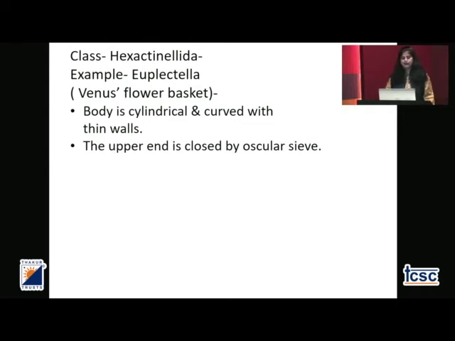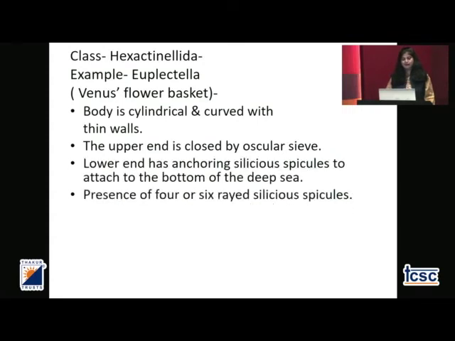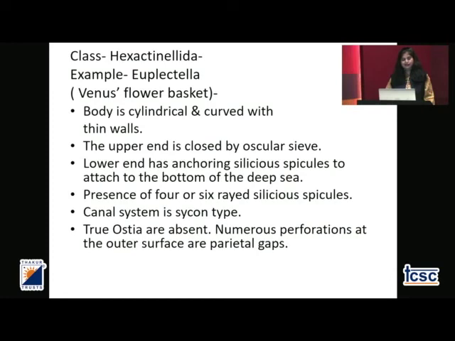The body is cylindrical, curved with thin wall. The upper end usually has oscular sieve, and at the lower end there are numerous siliceous spicules which are useful in anchoring to the substratum at the bottom of the sea. They have hexagonal spicules which are siliceous in nature. The type of canal system they have is Sycon type of canal system. The ostia are present, but there are numerous other perforations which are called as parietal gaps. They are known for growing up to 10 to 30 centimeters in height.